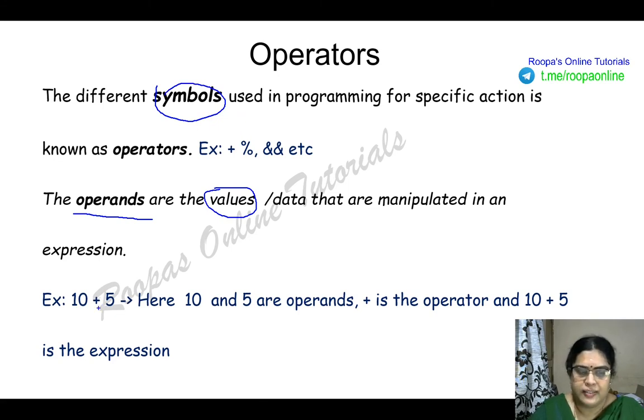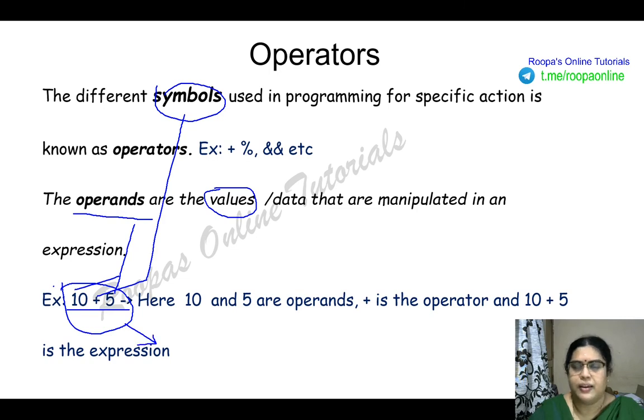If you take this example, I have given 10 plus 5. Here 10 and 5 are known as operands, and this plus is a symbol which is known as the operator. Together, 10 plus 5 is known as an expression. If the expression has operands of the same data type, that means 10 and 5 are both of type int, whole numbers without decimals, they are known as pure expressions.